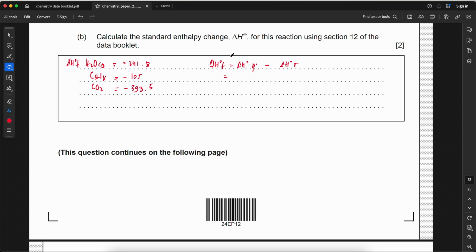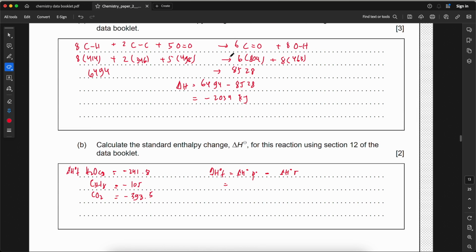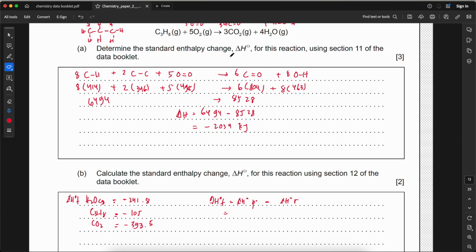So if we refer to this, that would be 4 times negative 241.8 plus 3 times negative 393.5, so 3 CO2, minus propane, which is negative 105, and you will get negative 2443 kilojoule.